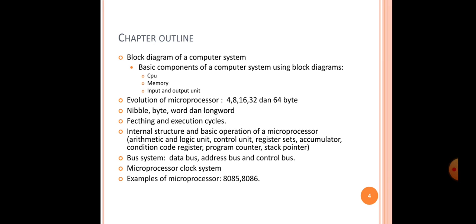Okay, so now we are going to see what we are going to learn in this chapter, that is the block diagram of the computer system. So what exactly is a computer? The basic components of the computer system using a block diagram, that is the CPU, memory, and the input output devices. Then the evolution of the microprocessor, which we have already seen. Then what is data, what are the different data sizes, and the fetch and execute cycles. So these are the topics we are going to learn in the next lecture.